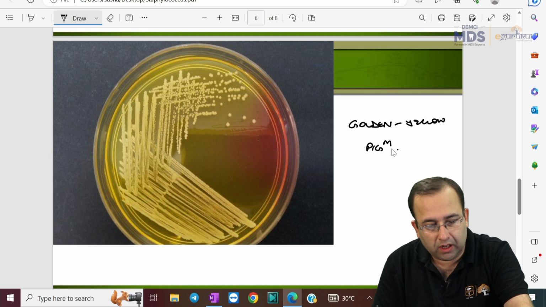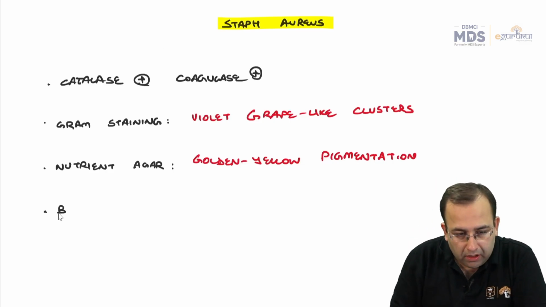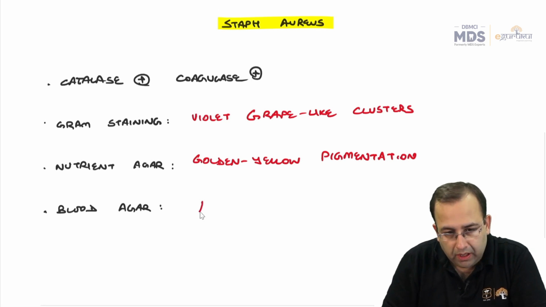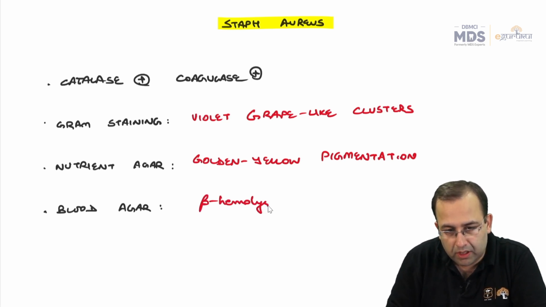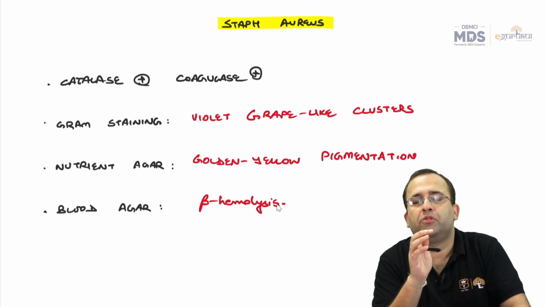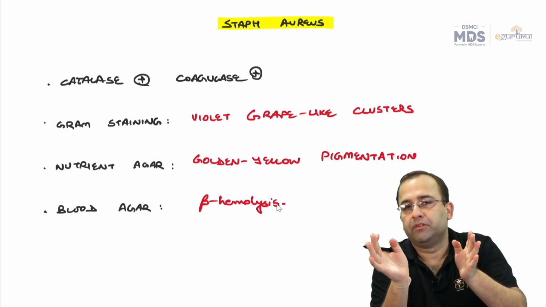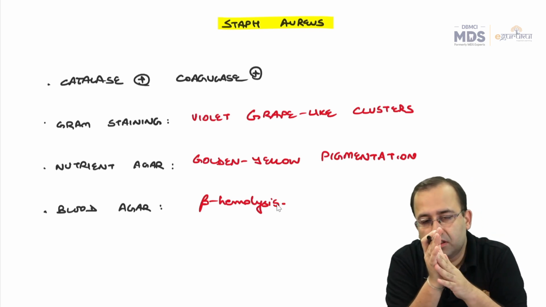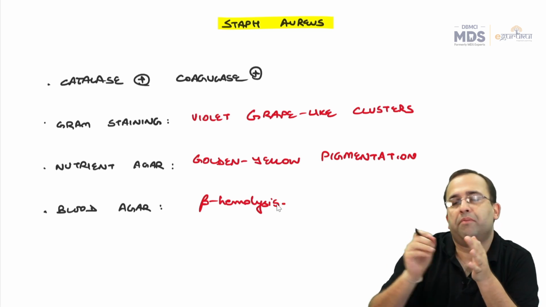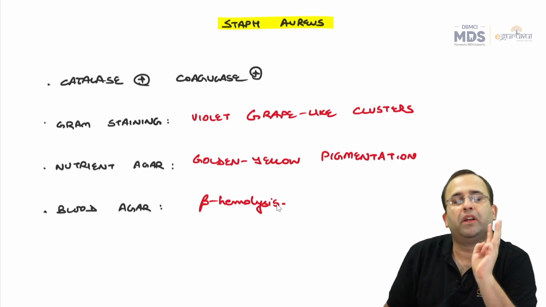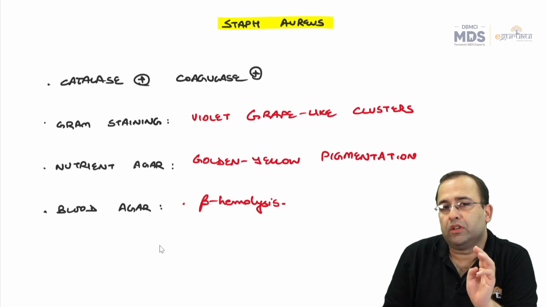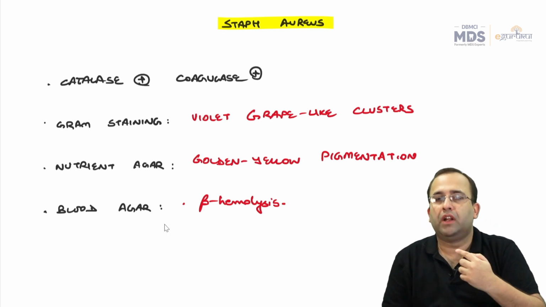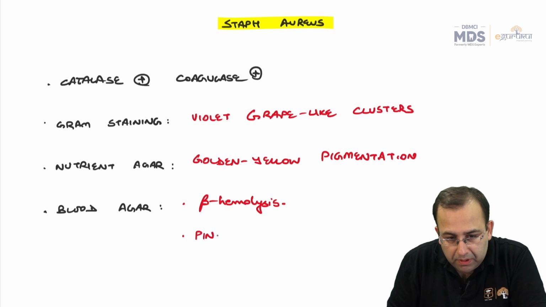Next, on blood agar, it is associated with beta hemolysis. On blood agar, it has beta hemolysis. Blood agar, we will see it with Streptococcus, has three types of hemolysis: alpha, beta, gamma. Alpha is partial hemolysis. Beta hemolysis is complete hemolysis. Gamma is no hemolysis. So there are three types of hemolysis: alpha, beta, gamma. Staphylococcus on blood agar shows beta hemolysis, that is complete hemolysis, showing the presence of pinhead colonies.